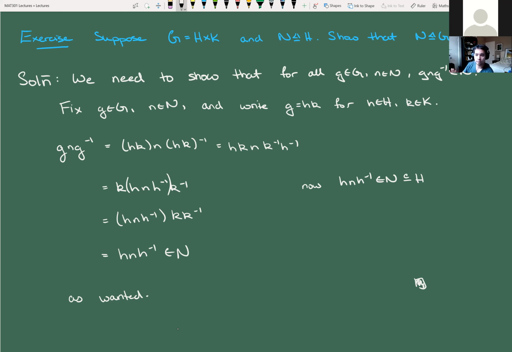In fact, it tells us something else, which is cool: if we conjugate by g, the only thing which matters in that conjugation is the component h itself. We don't care about what the k is, because the k's will just vanish and disappear. So that's a cool thing that we can learn with our internal direct product. Okay, any questions about that?